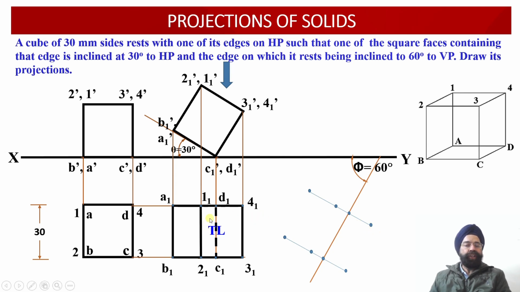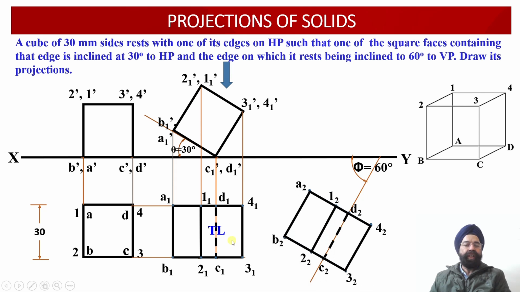So this way, using rectilinear distances, we have been able to locate all the 8 points corresponding to the oblique solid when the base of the solid is inclined at an angle of 30 degree and the edge onto which it is resting on the ground is further inclined with respect to the vertical plane at an angle of 60 degree. So having located all these 8 points, now we can transform this plan projection view into this oblique solid over here.